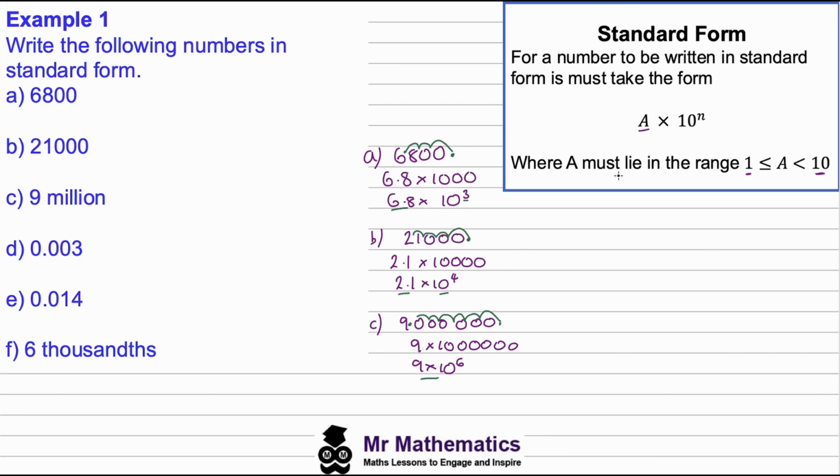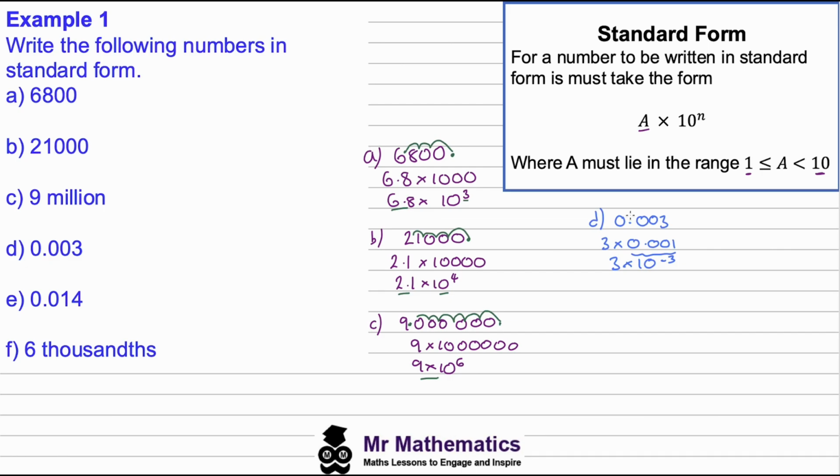And then for question D, well, this is where we get very small numbers, but it's exactly the same idea. If we have 0.003, we need our first number to be between 1 and 10. So this will be the 3. And then we need to multiply this by 1,000th, or 0.001. We know this is 3 times 10 to the power of minus 3.